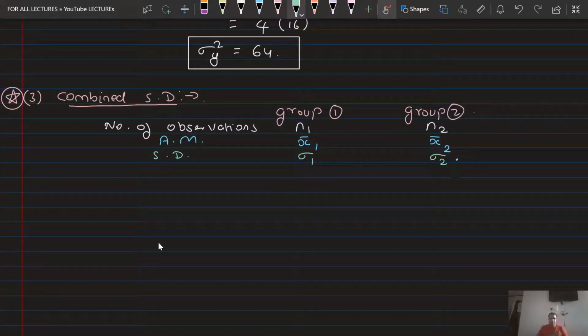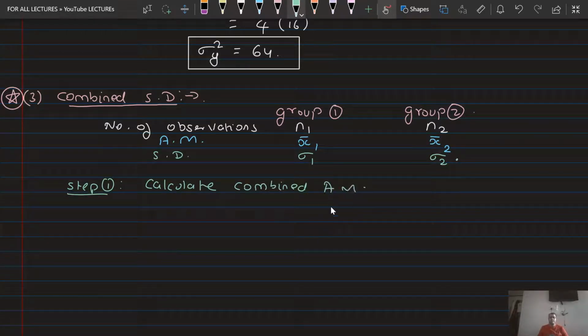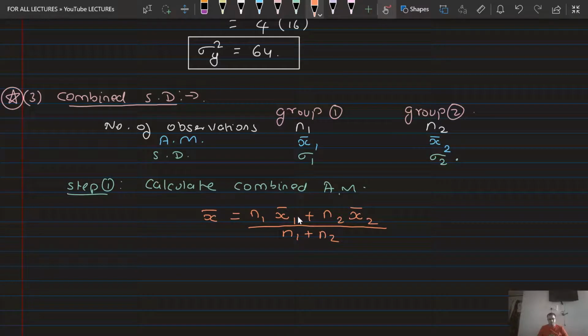So what do we do? There are some steps that you have to follow. Step number 1, calculate combined arithmetic mean of both the groups. What is the combined arithmetic mean? X bar, which is n1 x bar 1 plus n2 x bar 2 divided by n1 plus n2.